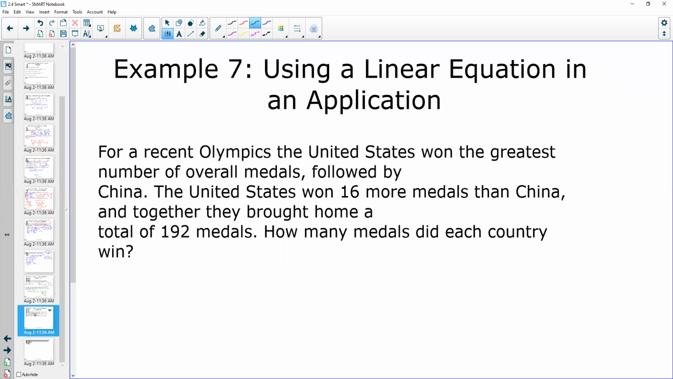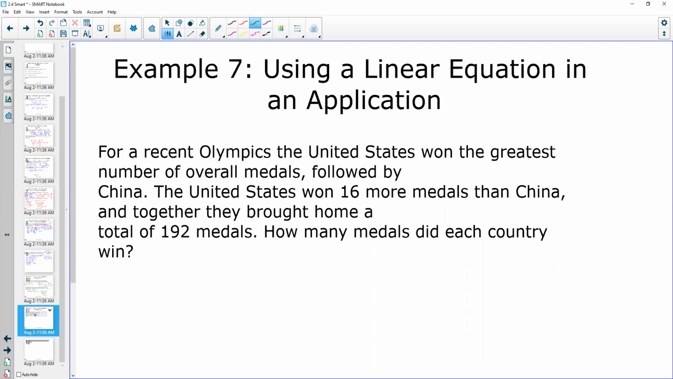All right, here's the last kind. For recent Olympics, the United States won the greatest number of overall medals, followed by China. The United States won 16 more medals than China, and together they brought home a total of 192. How many did they win altogether? All right, so think about it. How do you start?